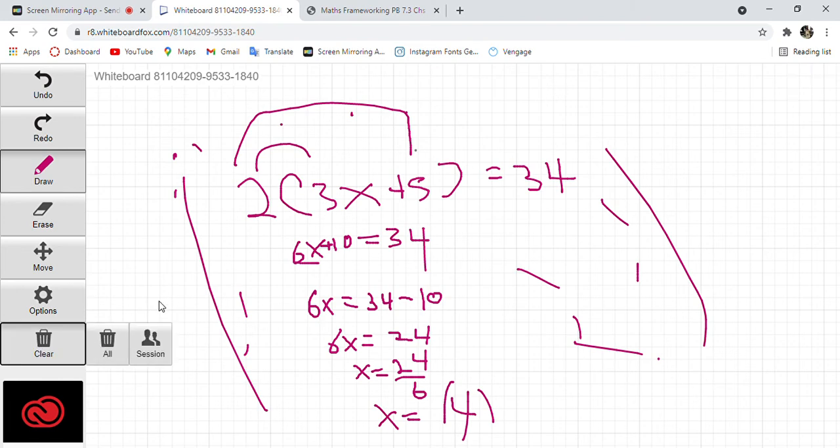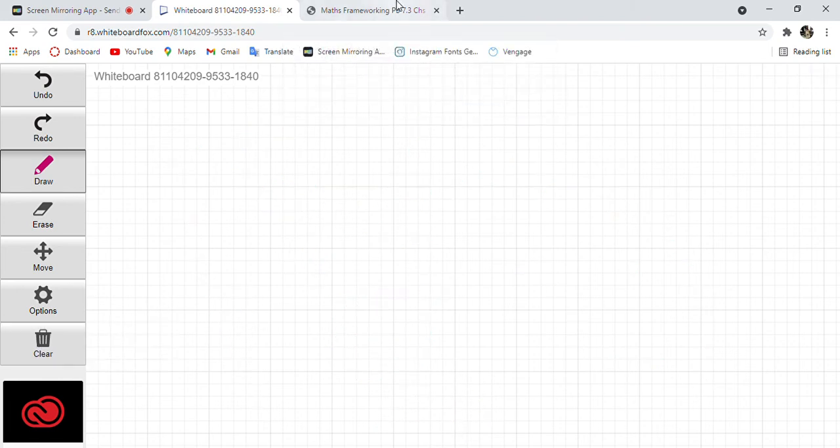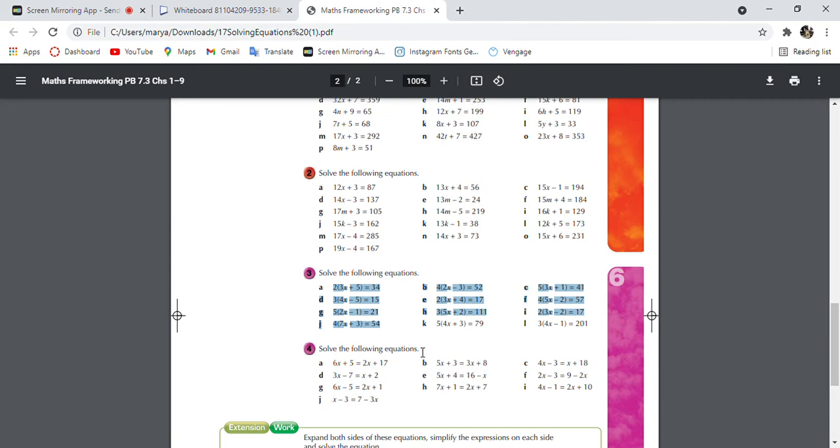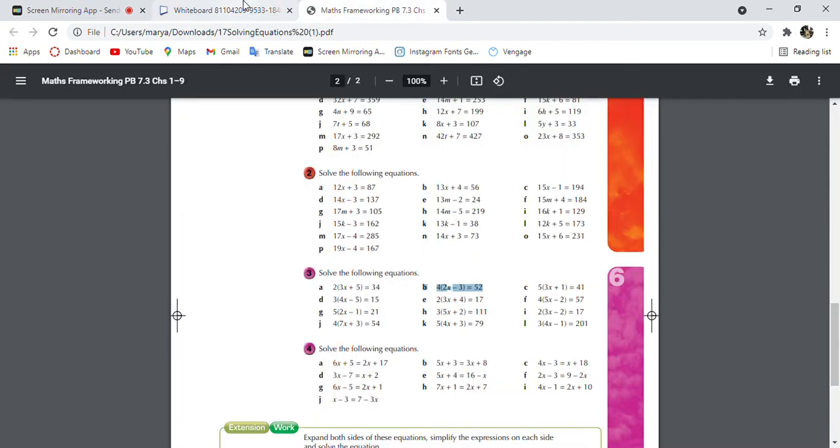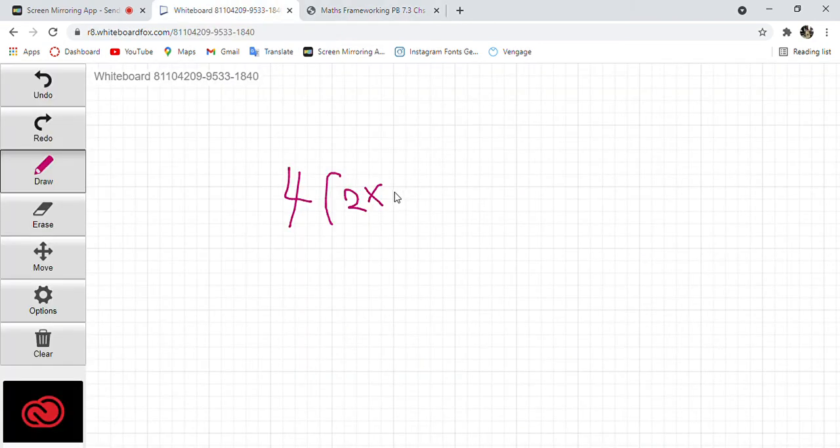So let me clear this whiteboard. Yes. And let's move on. Okay, so next example. 4 bracket 2x minus 3 equals to 52. Oops, sorry, I forgot to add the bracket. So this is the question.